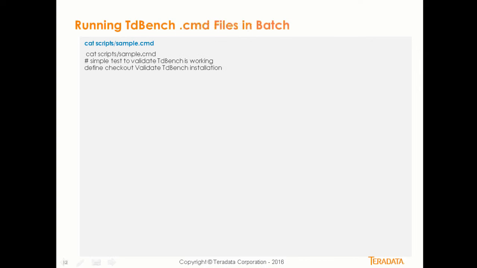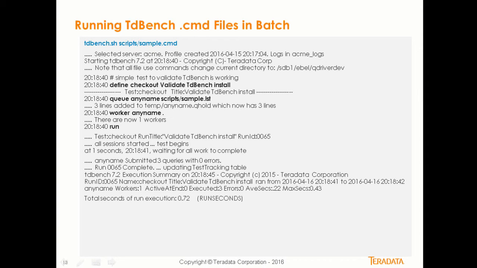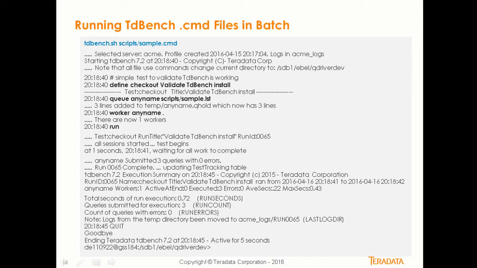The commands can be put into a command file, which can contain one test or a series of tests. To execute the command file, put the name or names of the command files on the tdbench.sh command line. It then runs the commands the same way as they ran interactively. When the test is done, the test tracking table is updated, and the logs are saved.